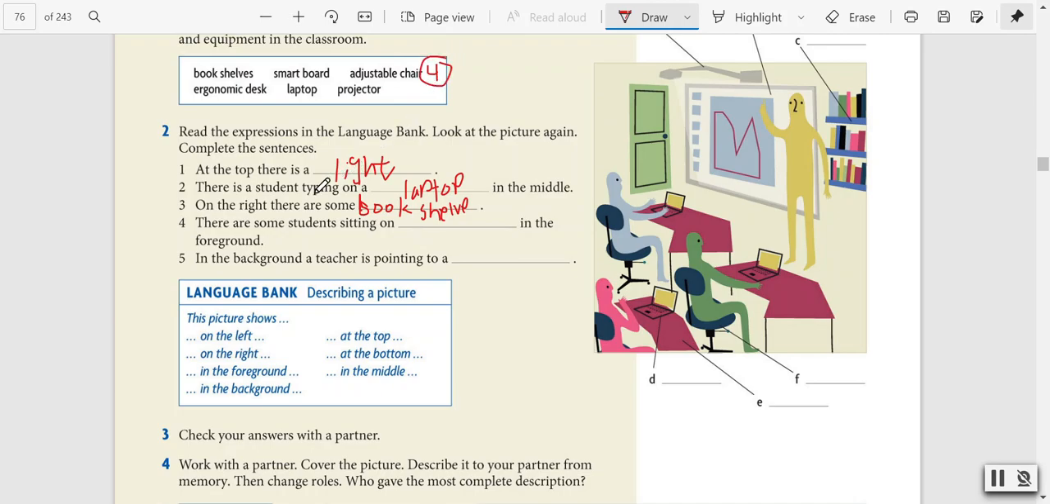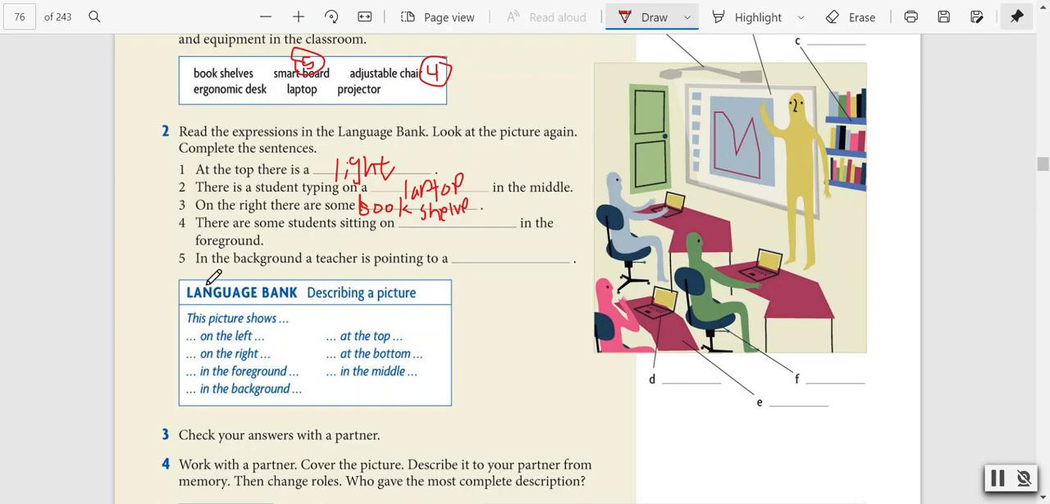And number five, in the background a teacher is pointing to a dash. In the background, a teacher pointing for what? Pointing to the... to the what? To the smart board. Okay. This will be like this.